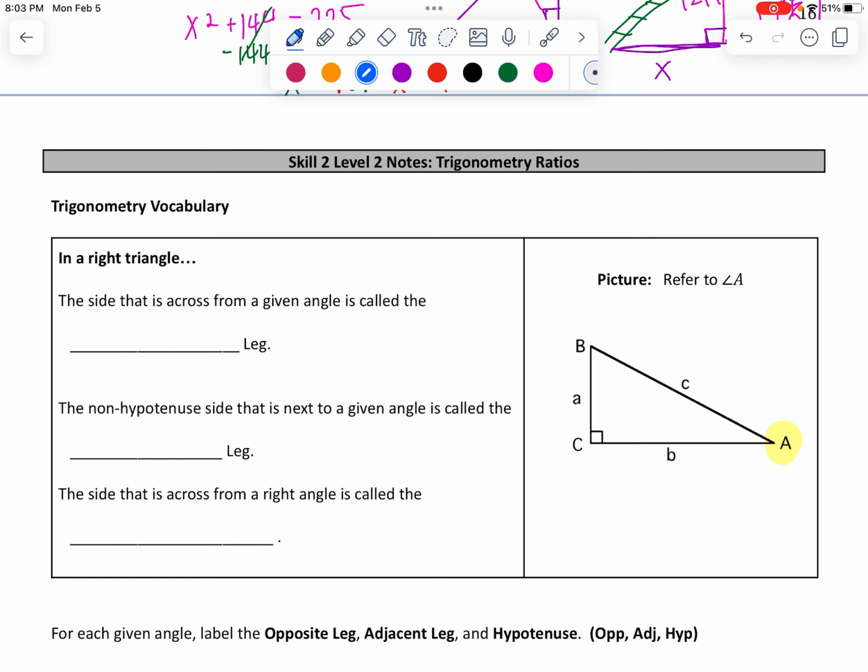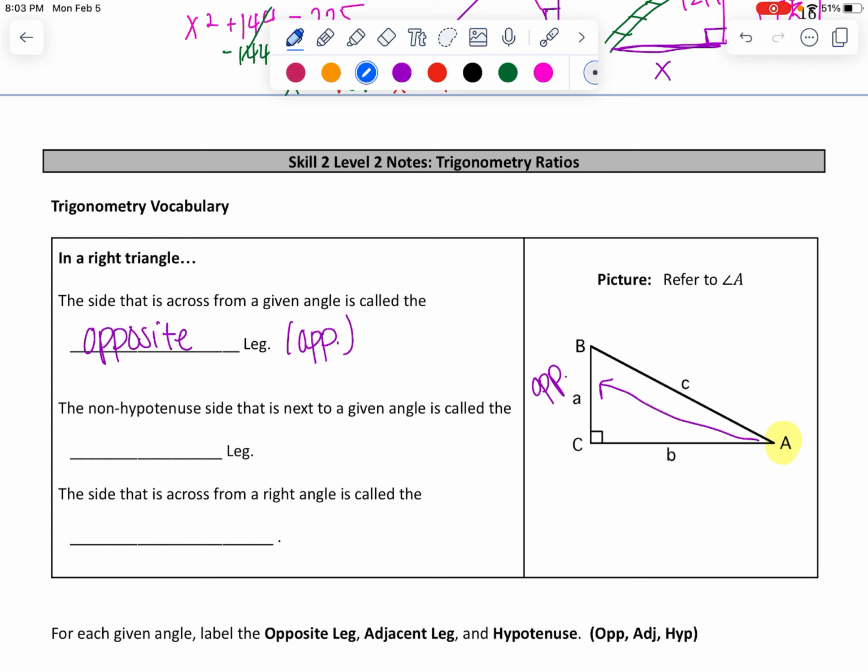Now it says the side that is across from a given angle is going to be called the opposite leg. I'm going to abbreviate this as OPP. So if I'm looking at angle A, the side that is opposite to it, across from it, is going to be your opposite leg. There's your opposite leg, that little a.